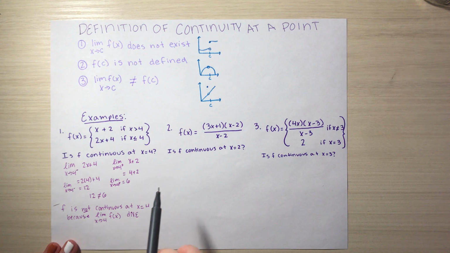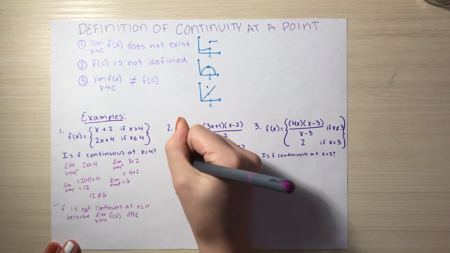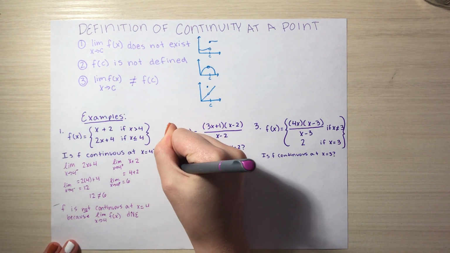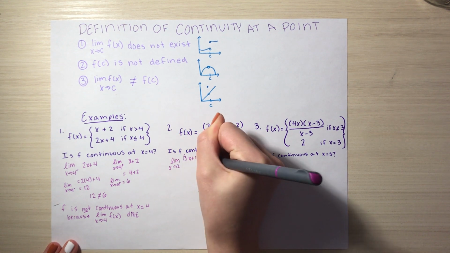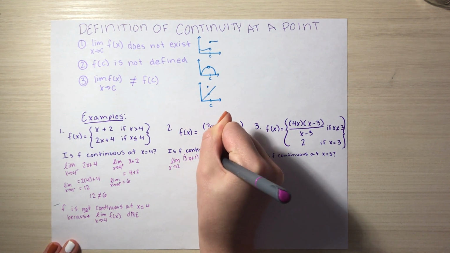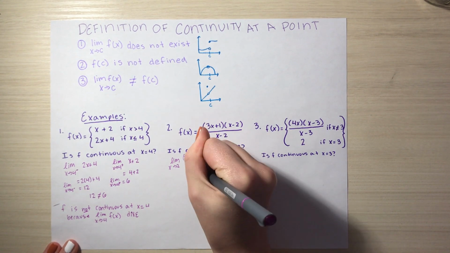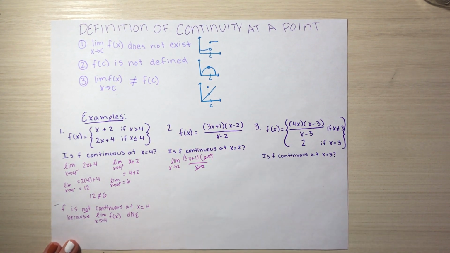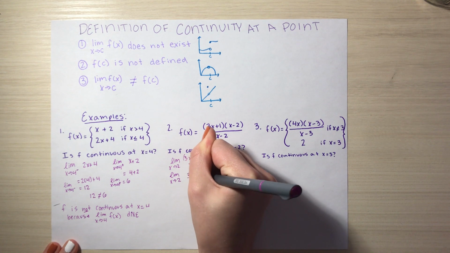So the question is, is f continuous at x equals 2? So we go back to our first step. We're going to find the limit. The limit as x approaches 2 of (3x + 1)(x - 2) over (x - 2). We can simplify that because x - 2 cancels out on the top and the bottom. So we're down to the limit as x approaches 2 of 3x + 1.